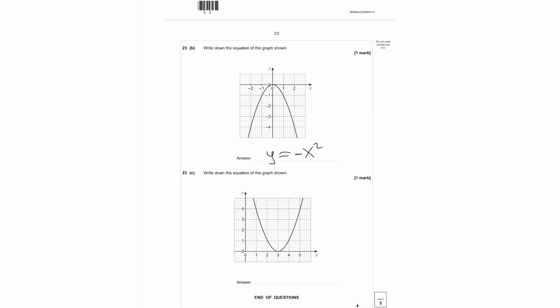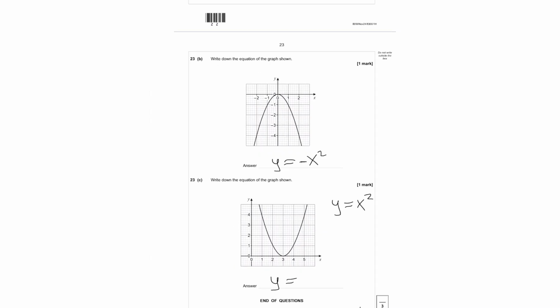Part C, write down the equation of the graph shown. In this instance, we can see that it looks like the graph has been shifted 3 places to the right. So again, if we have y equals x squared, originally, when x was equal to 0, y was equal to 0. Now, when x is equal to 3, y is equal to 0. So when we do this one, we actually need to subtract whatever value we've shifted to the right. So in this case, we get y equals x minus 3 squared.